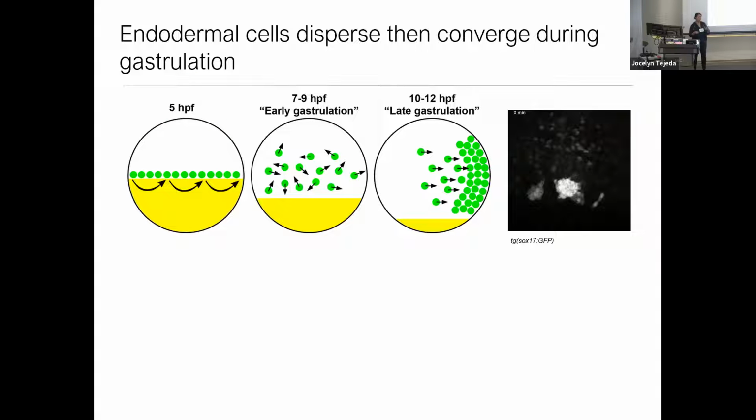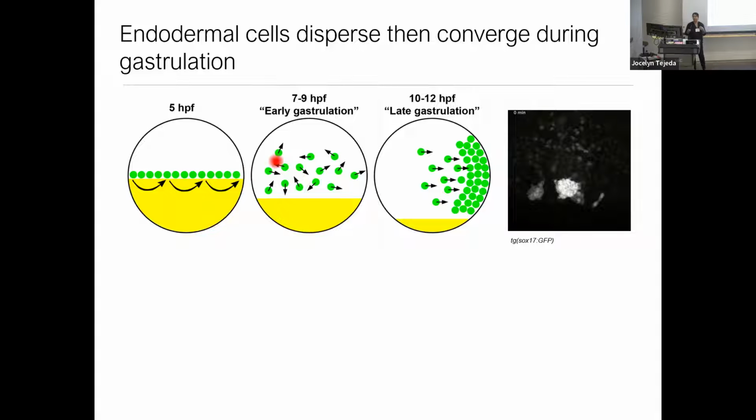So for those of you who have never seen a zebrafish embryo, at this stage, the embryo just looks like a ski cap sitting on top of a giant ball of yolk. So the yolk here is depicted in yellow. And the endodermal cells are specified at what you can think of as the edge of that imaginary ski cap. So at the margin between the embryo proper and the yolk.